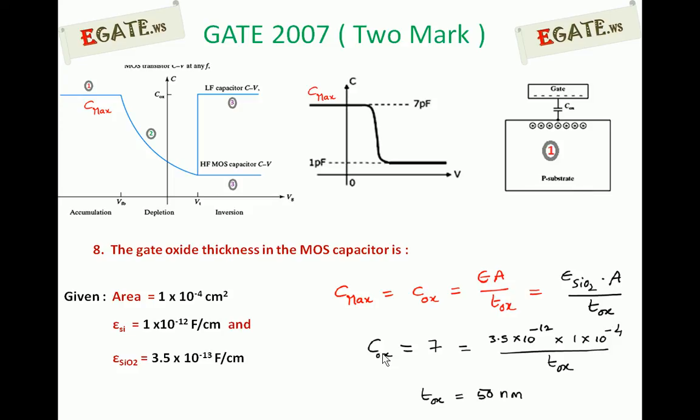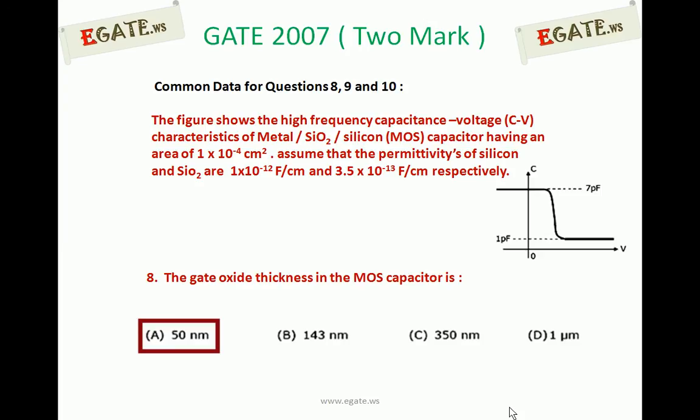So COX is given as 7 picofarad from the diagram, which is equal to epsilon silicon dioxide. The permittivity of silicon dioxide is 3.5 into 10 power minus 12 into 1 into 10 power minus 4 by TOX. After simplification, we will get the oxide thickness as 50 nanometer. So the right answer for this question is 50 nanometers.